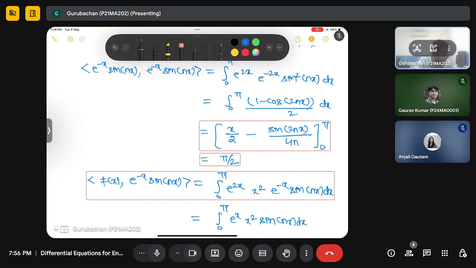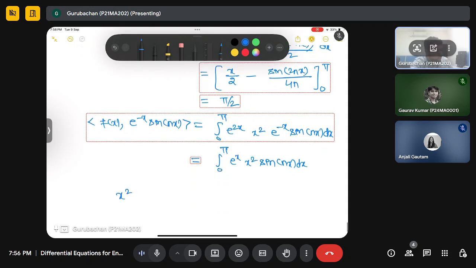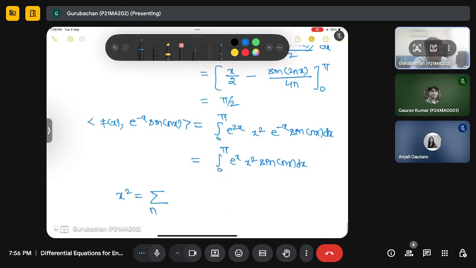So what we will do, or you can even calculate while using that e to the power x sine nx expression. You know the integration of e to the power x sine nx, and then you can apply the integration by parts with the x square, and you may write the expression x square in the series form, n from 1 to infinity, the division of these two, that is 2 by pi, the integral 0 to pi e to the power x square sine nx dx.